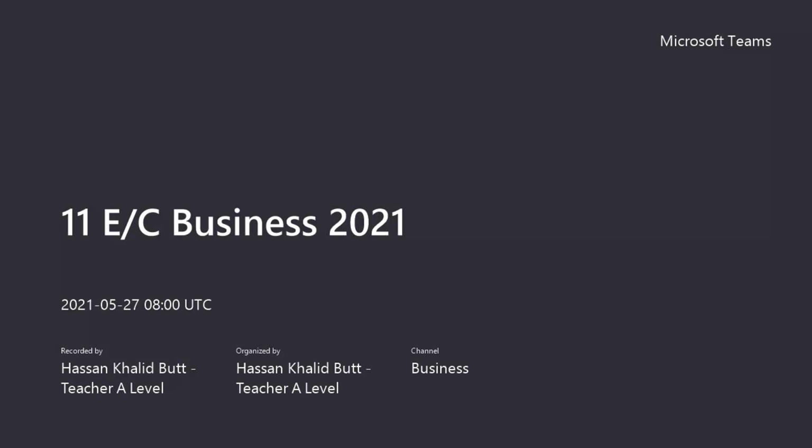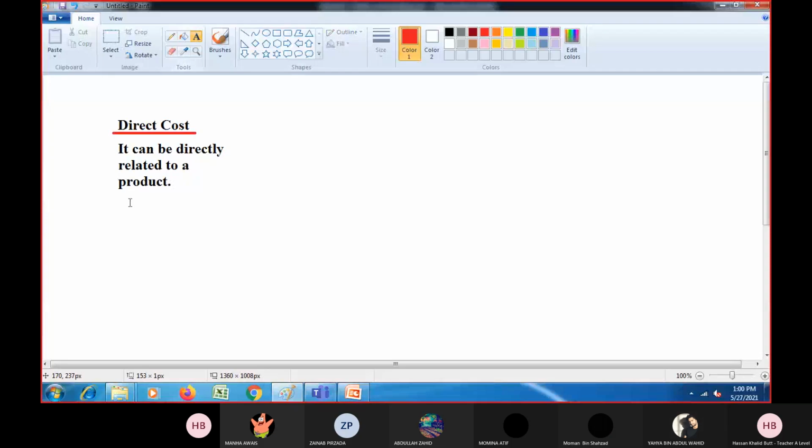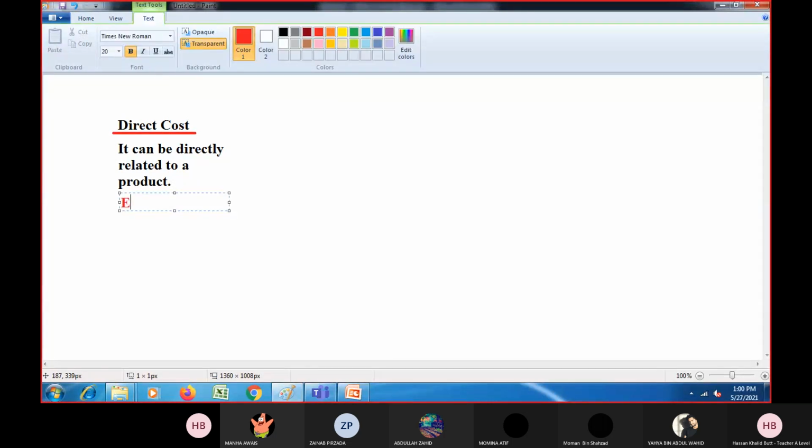Related to a product. For example, let me write an example. Steel used to manufacture a car, right? So the steel used to manufacture a car, we can simply identify that. For each car, how much cost of steel is there, or what amount of steel is required, we can find the cost as well.